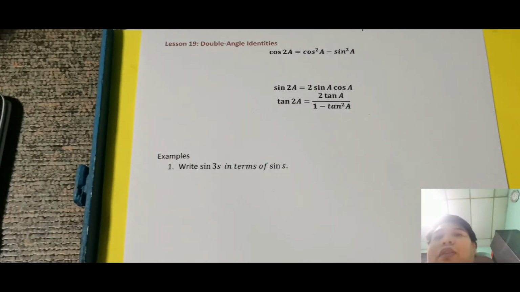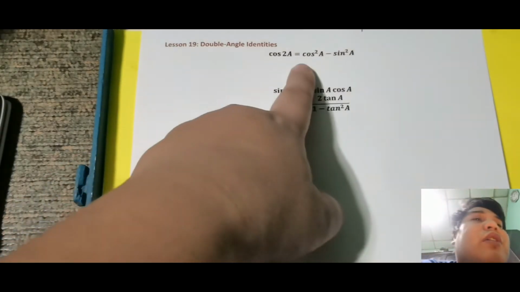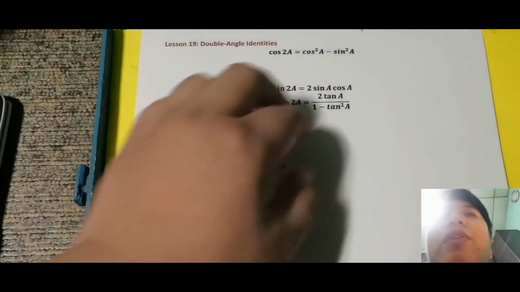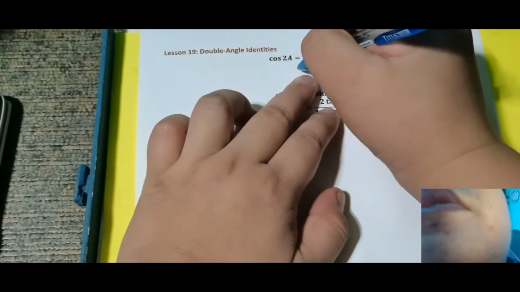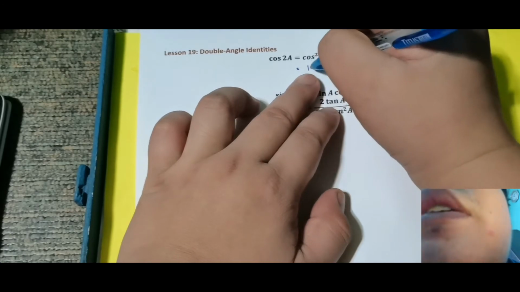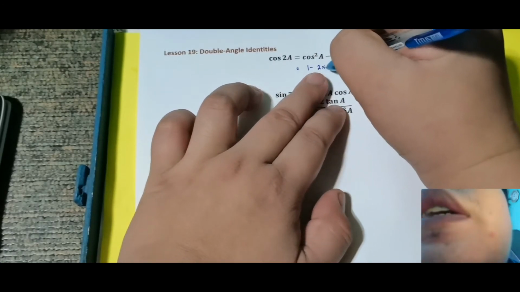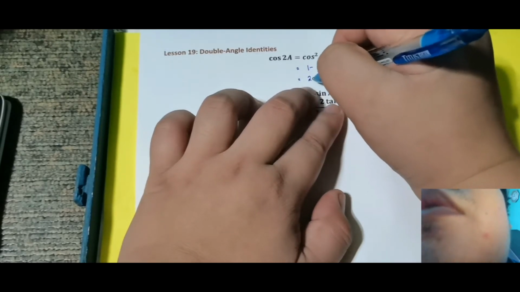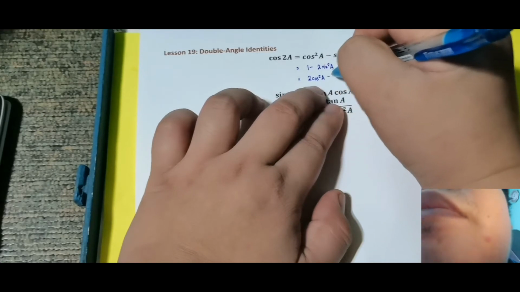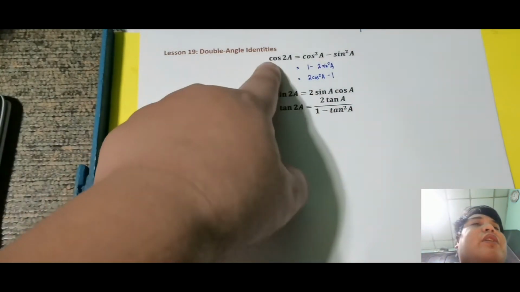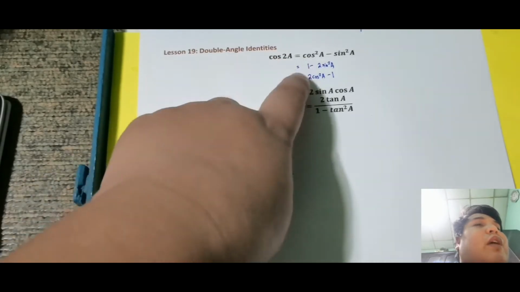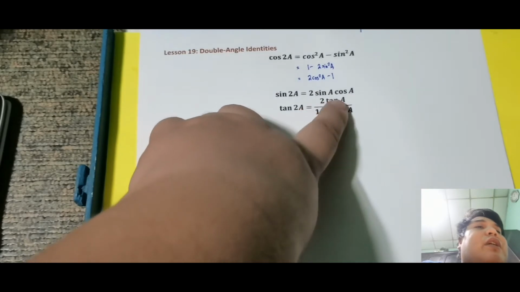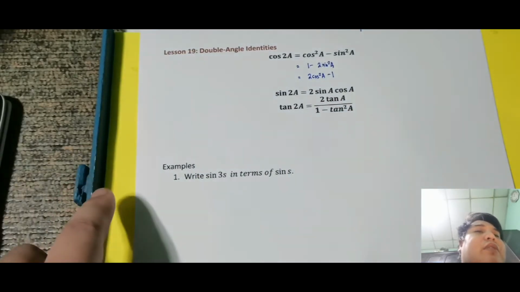Okay, so we have cosine 2a is equal to cosine squared a minus sine squared a. Then may other yung formula, so pwede pang ganito siya. Cosine 2a is also equivalent sa 1 minus 2 sine squared a. Also pwede rin itong maging 2 cosine squared a minus 1. Ayun yung mga other form na. So again, si cosine 2a is either sa tatlong yan. Okay, next, si sine 2a is just 2 sine a cosine a. Si tangent 2a is just 2 tangent a over 1 minus tangent squared a.